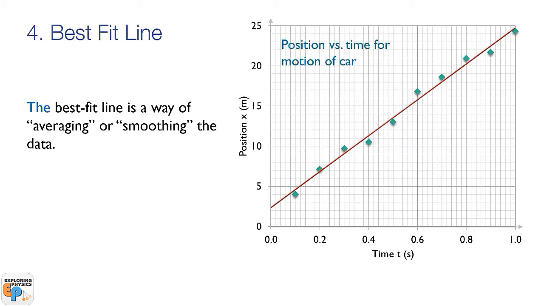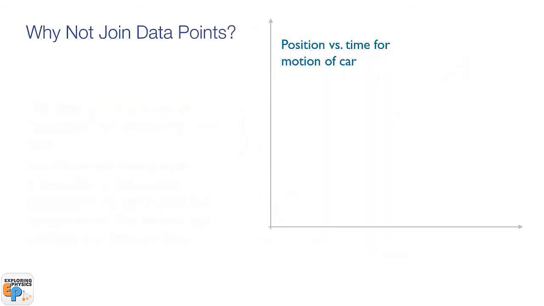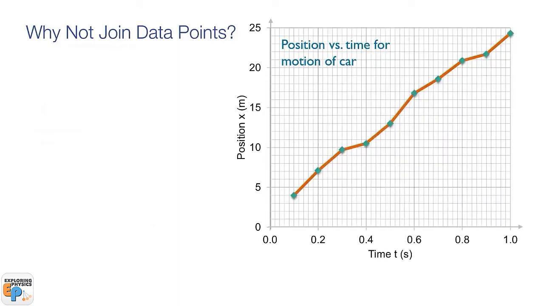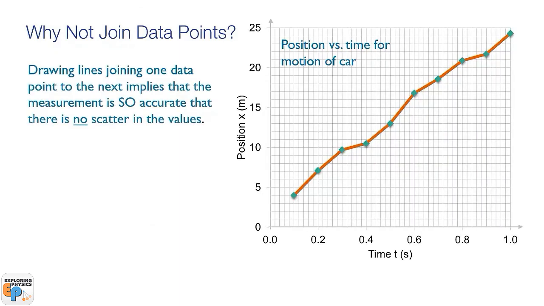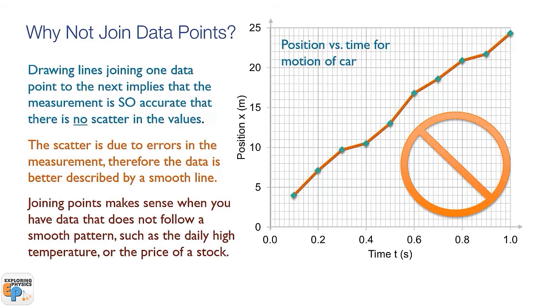Individual data points have errors due to the limited accuracy of the tools used for measurement. You might ask, isn't it more accurate to just join all the data points? Drawing lines that join one data point to the next implies that the measurement is so accurate that there is no scatter in the values. The scatter in the data points is due to errors in the measurement, and therefore the data is best described by a smooth line. Joining points makes sense when you have data that does not follow a smooth pattern, such as the daily high temperature or the price of a stock.